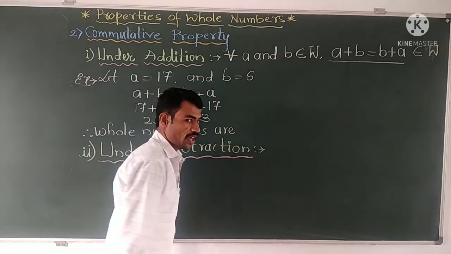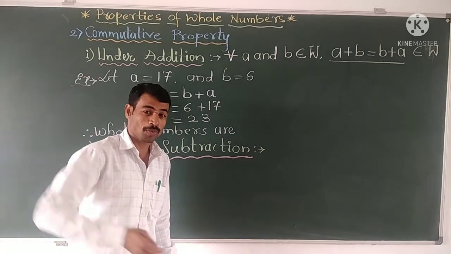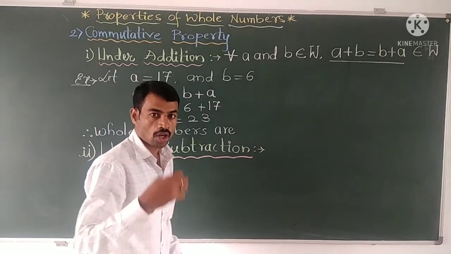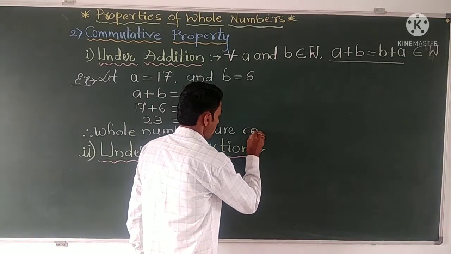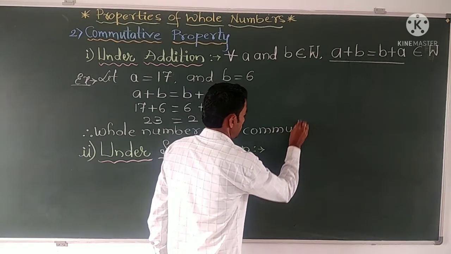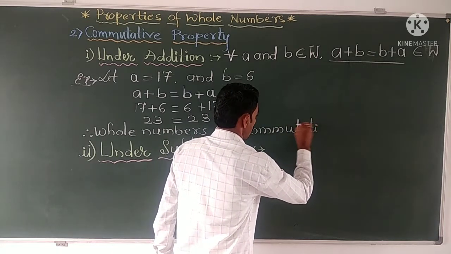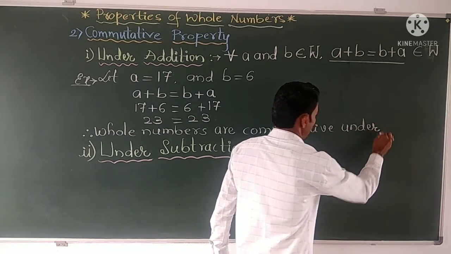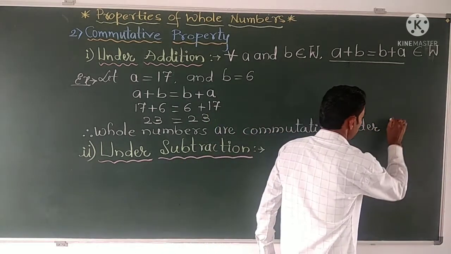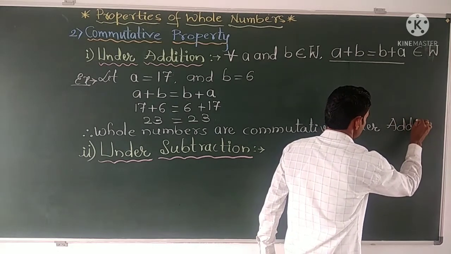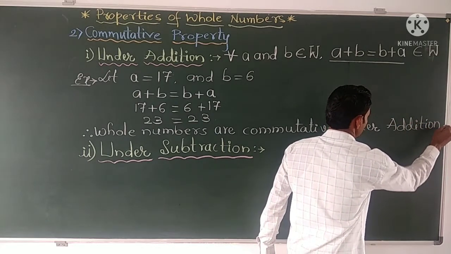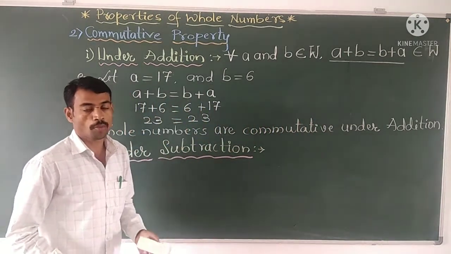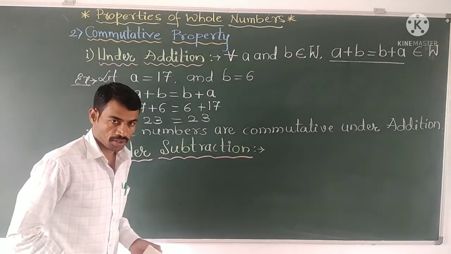Which property are we using? Commutative. For the closure property, whole numbers are closed. So here whole numbers are commutative. Whole numbers are commutative under which operation? Under addition. Commutative under addition. So this is what we have discussed earlier in the previous classes, the closure and commutative property of whole numbers.